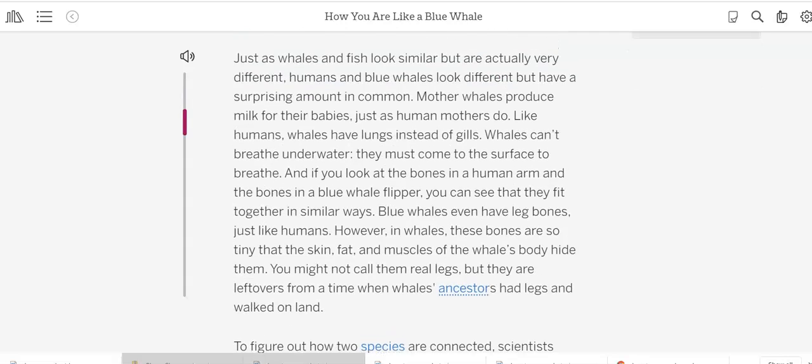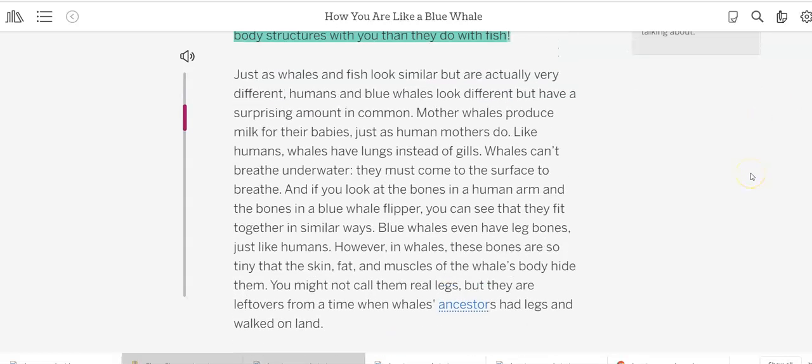Alright, so let's move on. Just as whales and fish look similar but are actually very different, humans and blue whales look different but have a surprising amount in common. Mother whales produce milk for their babies, just as human mothers do. Like humans, whales have lungs instead of gills. Oh, that's interesting. Whales can't breathe underwater. They must come to the surface to breathe. And if you look at the bones in a human arm and the bones in a blue whale flipper, you can see that they fit together in similar ways.